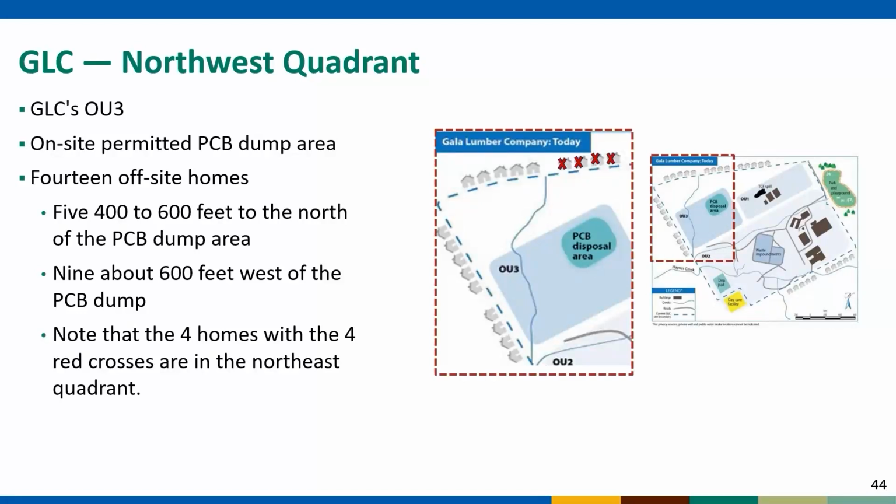Moving on, we have the map for the northwest quadrant, where the GLC's OU3 is located. OU3 consists of the on-site permitted dump area where polychlorinated biphenyl wastes were deposited for many years, labeled as PCB on the map. There are 5 off-site homes beyond the fence located 400 to 600 feet to the north of the PCB dump area. There are also 9 off-site homes beyond the fence at about 600 feet west of the PCB dump. As with TCE, we have PCB waste materials here, which is also not typical for wood treatment facilities.